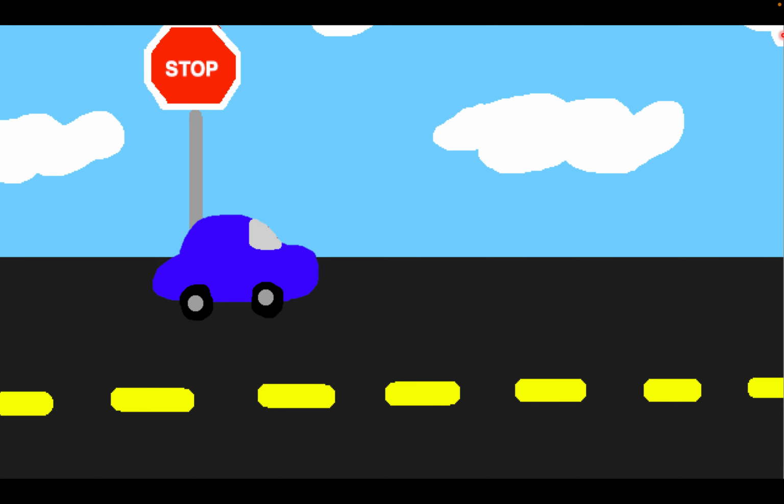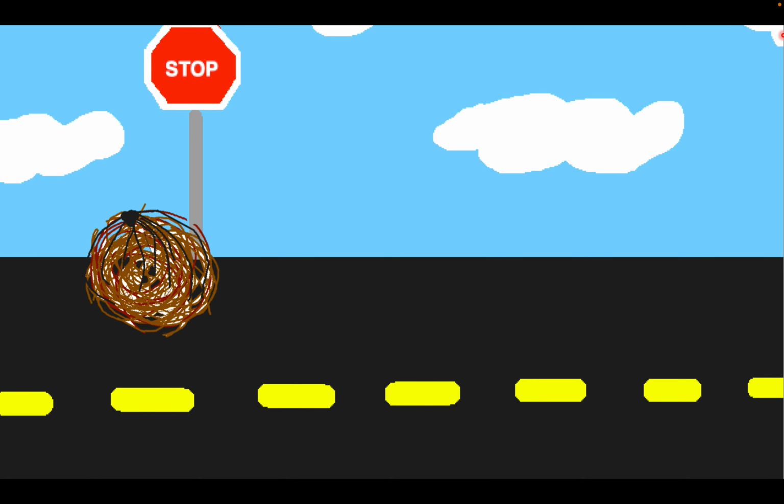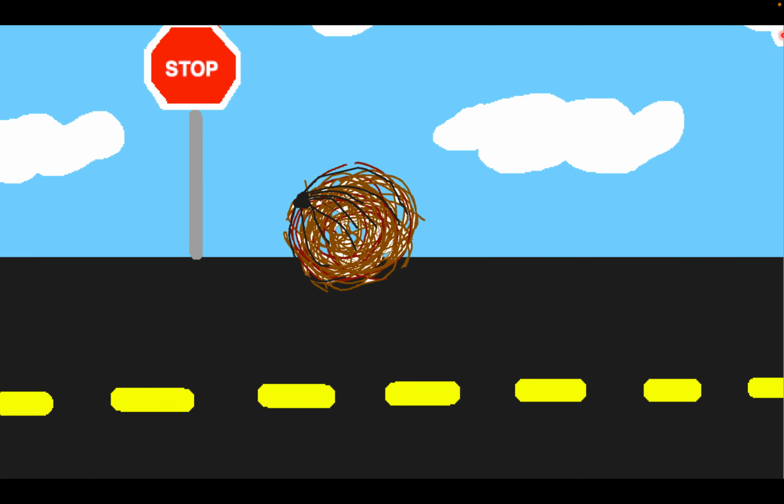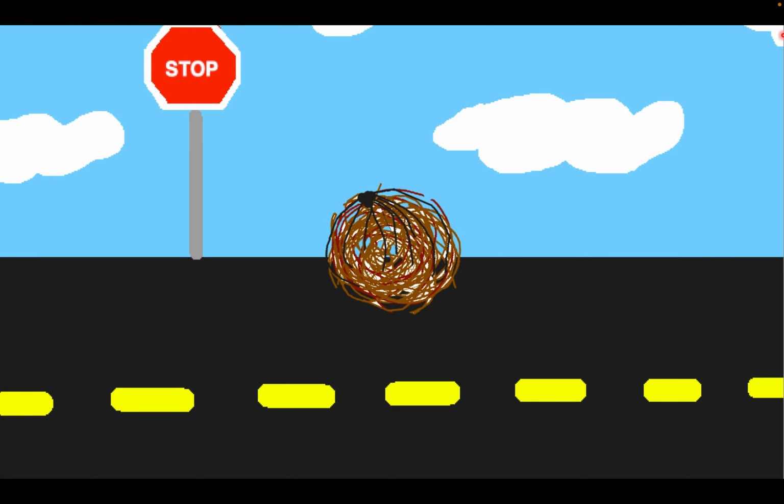Here's a blue car, and there it goes. Here's another blue one, a double blue. Another blue one, a triple blue. Oh, what's this? It's a piece of tumbleweed. I think that means that the road is empty and there are no more cars coming. We must be at the end of the game. Let's look at our sheet to see what car had the most in the end.